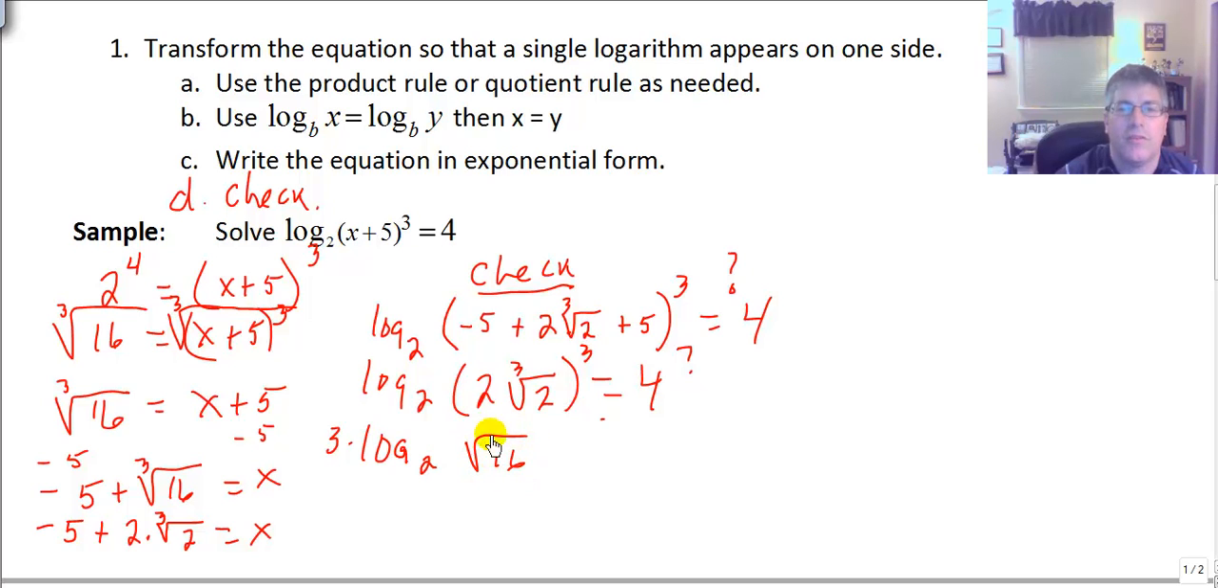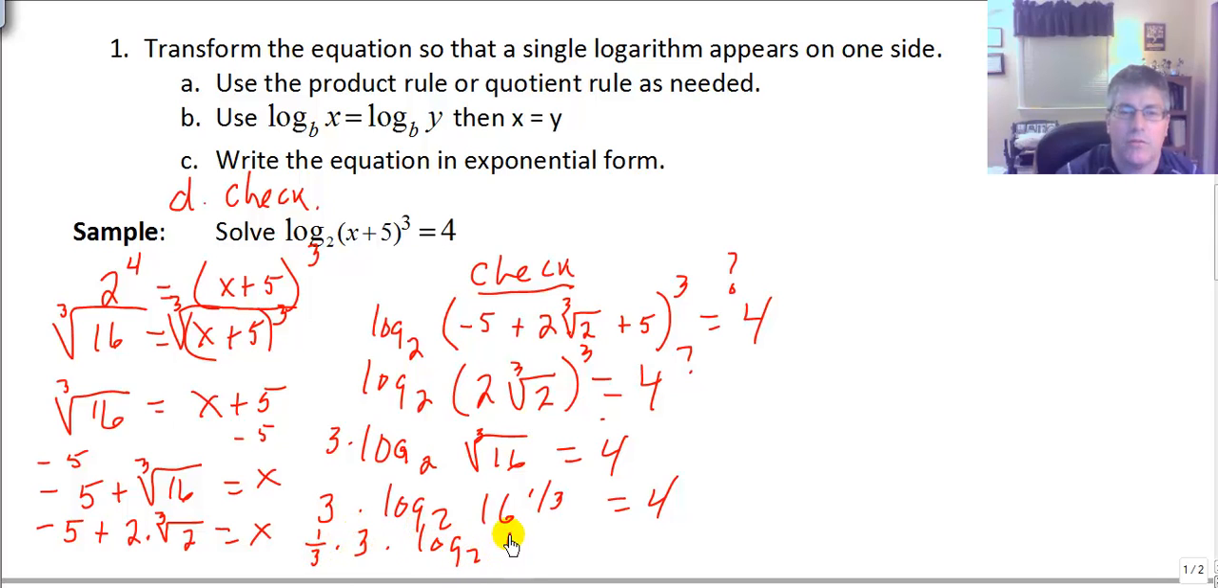the cube root of 16 equals 4. So we have 3 times log base 2 of 16 to the 1/3 equals 4. We can bring our 1/3 down. We have 1/3 times 3 times log base 2 of 16 equals 4. And 1/3 times 3 is 1. Log base 2 of 16 is 4. So we do indeed get 4 equals 4. And everything does check out.